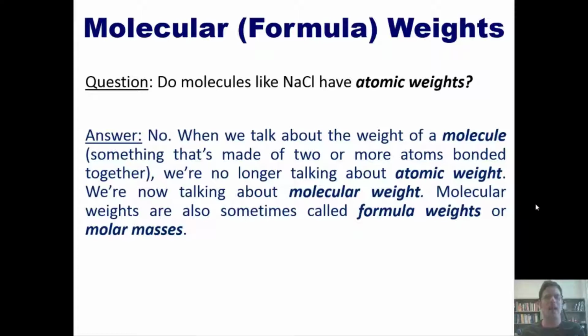An atomic weight is the weight of a single atom or single type of atoms, whereas a molecular weight is that of an entire molecule, where you have two different atoms or more bonded together. Molecular weights are also sometimes called formula weights or molar masses. Let's take a look at some problems then.